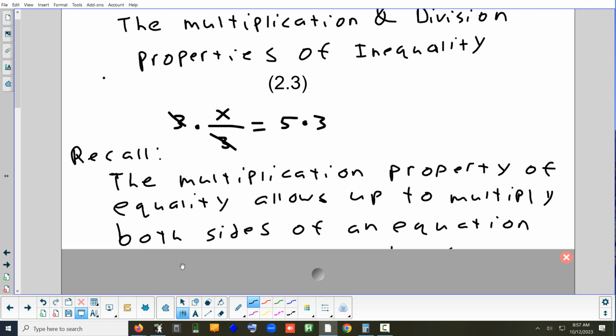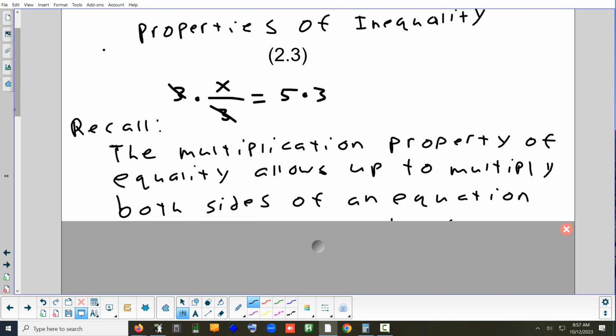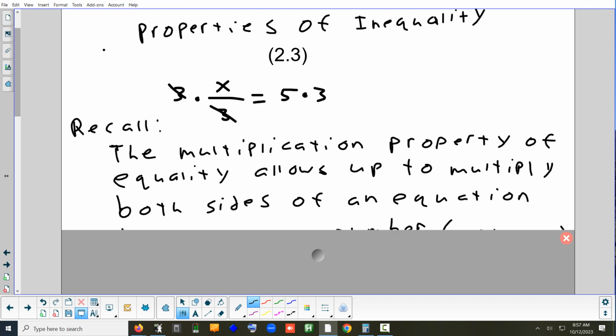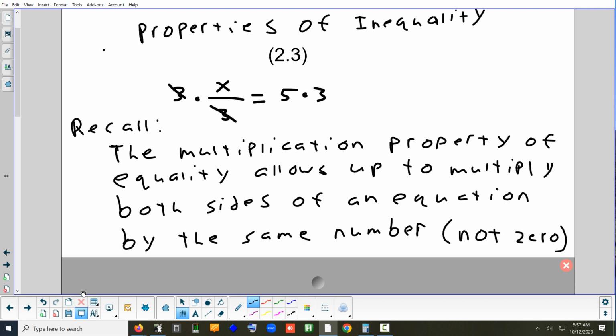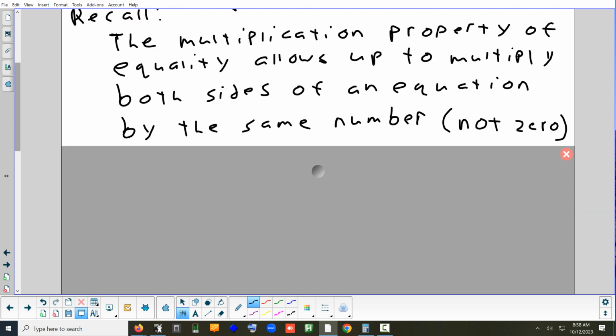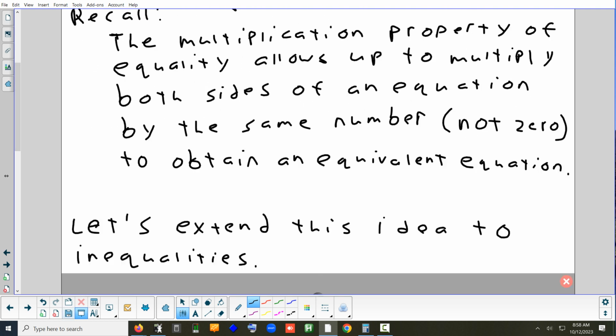There's only one number you can't multiply both sides by. Does anybody remember what number you can't? 0. Yeah, you can't multiply both sides by 0, and that's still going to be true today. You can never do that, because multiplying by 0 kind of wipes everything out. You won't have anything left. All right, so that was the multiplication property of equality.